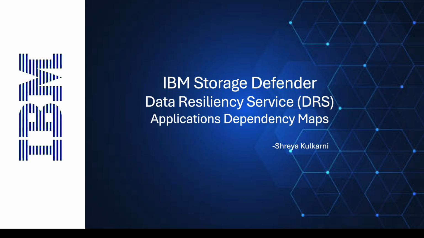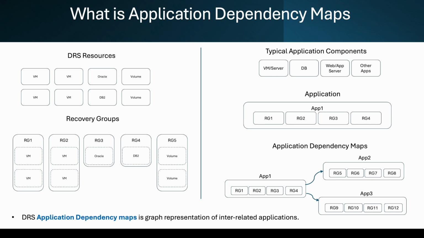Today I'm going to explain application dependency maps in IBM Storage Defender Data Resiliency Service. In IBM Storage Defender Data Resiliency Service, we work with different types of resources like virtual machines, volumes, databases, and common application components such as application servers and database servers. These resources are dependent on each other to function correctly.